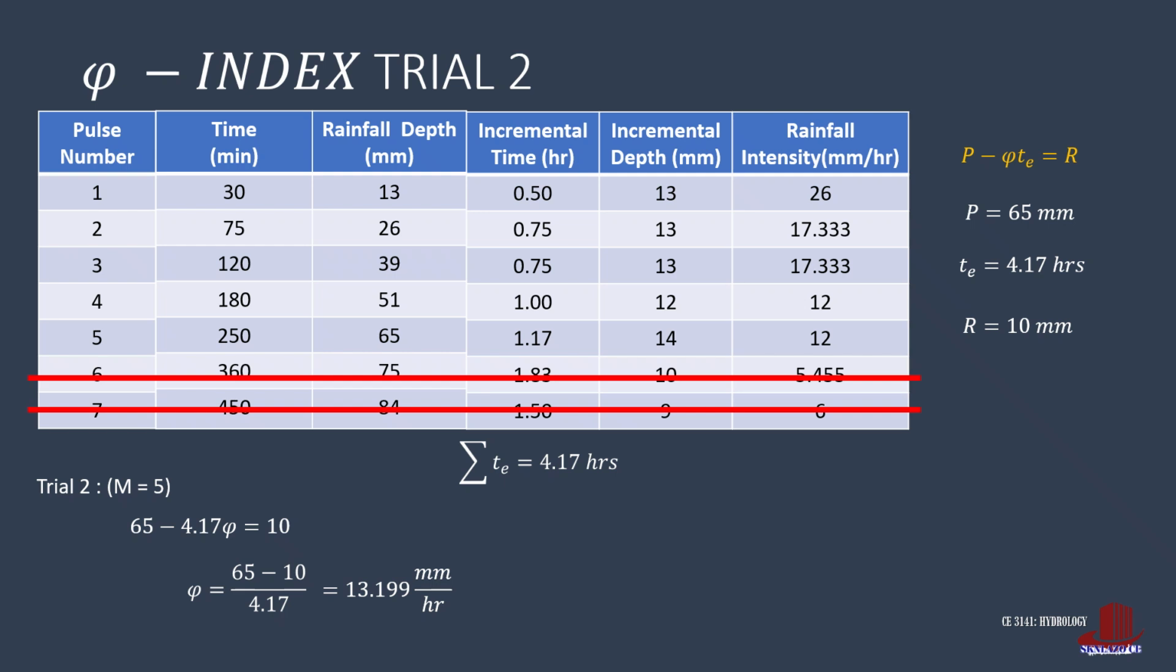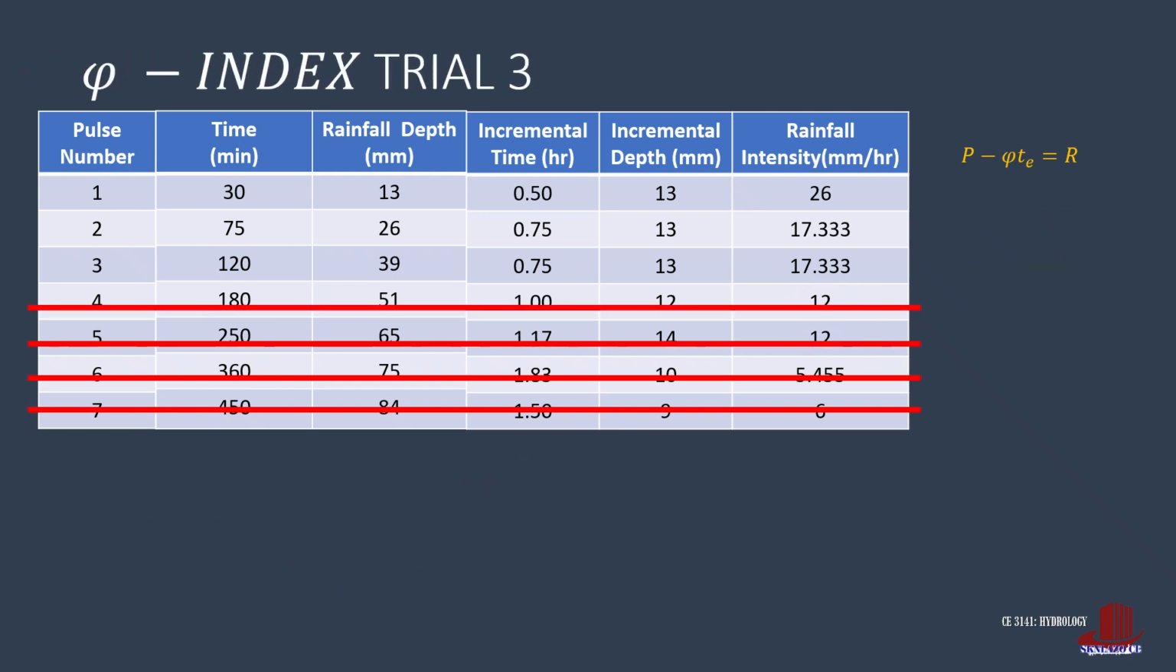13.199 millimeters per hour. Now compare the index with the remaining intensities. It is again observed that there are two entries with intensities of 12. They are lower than the index, which means the iteration should continue.